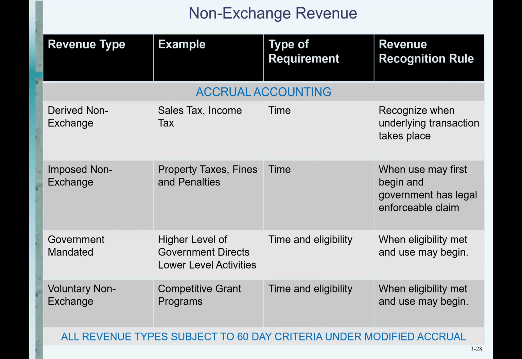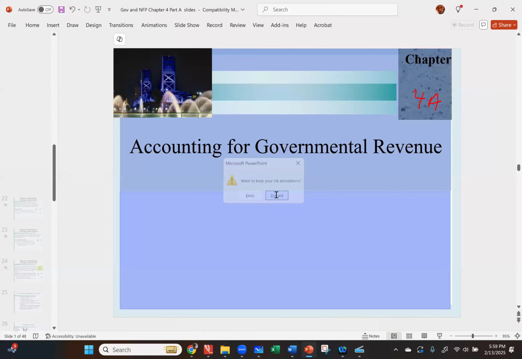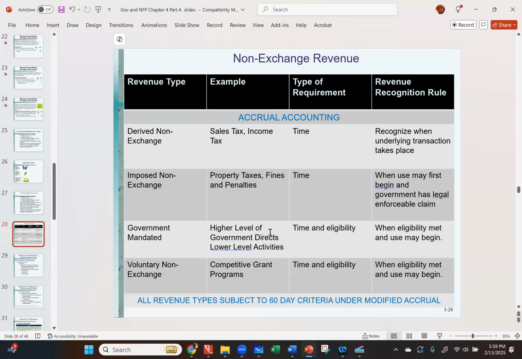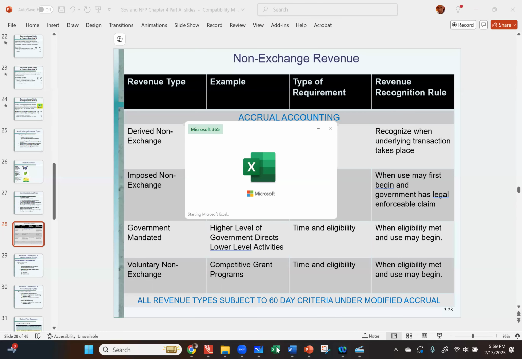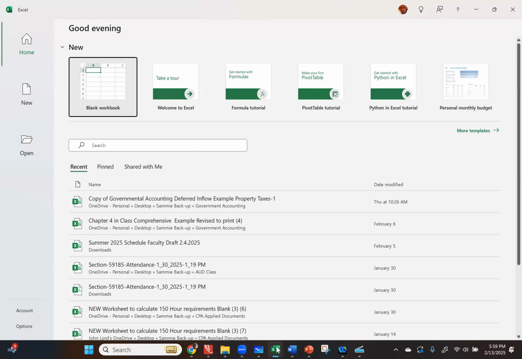Now, what I want to do, I forgot to open it, is show you an example. Let's see. What's the best way for me to find this? Let me try it this way. I forgot to open it. Sorry, guys. I had it open earlier.